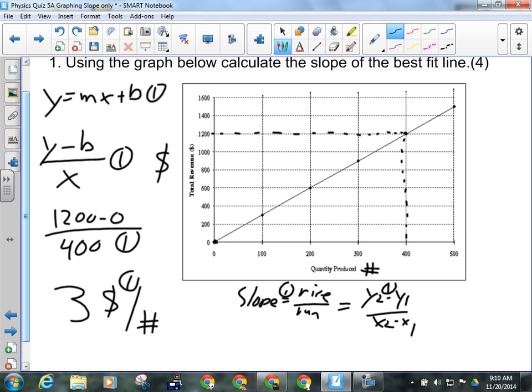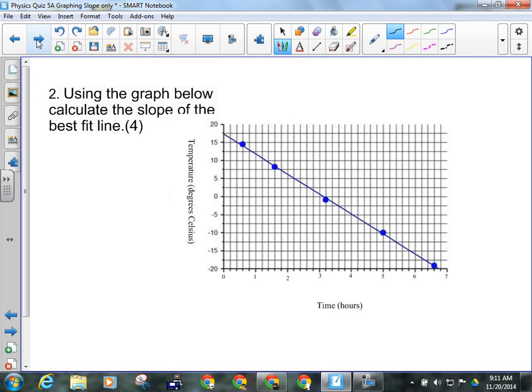If they don't have it and they got the answer right, still give them full marks, but I like people to show all their work because if you screw something up along the way, I like to be able to give you part marks. Okay? All right. Second question.